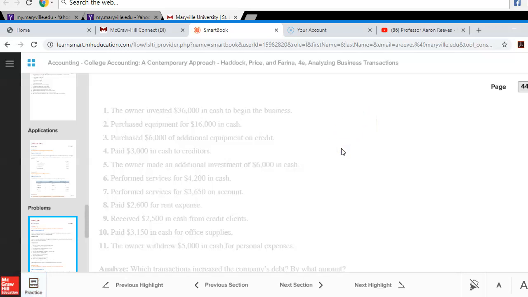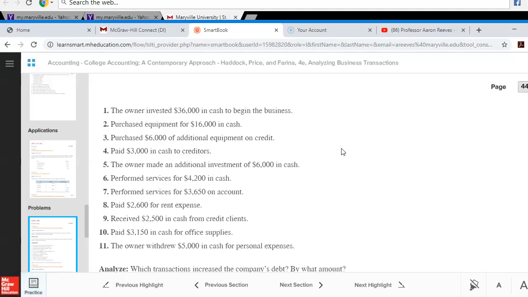Now that we have learned about the different components of the accounting equation, assets, liabilities, and owner's equity, we're going to now use the accounting equation to record a variety of business transactions. So I'm going to use Microsoft Excel and record these 11 transactions onto the accounting equation.